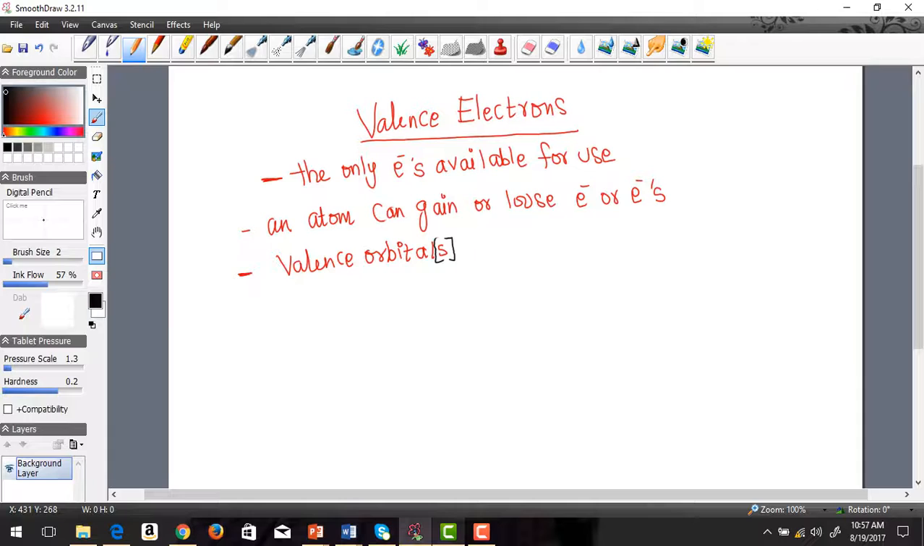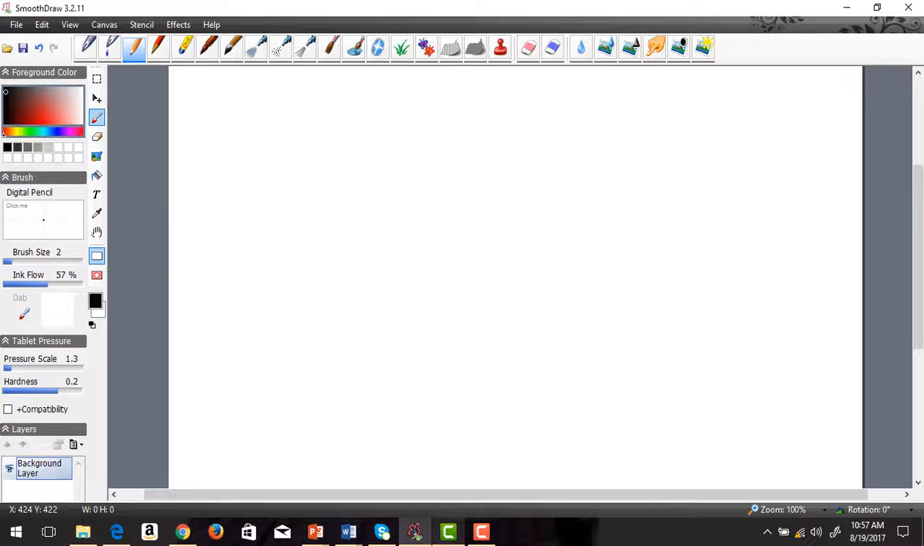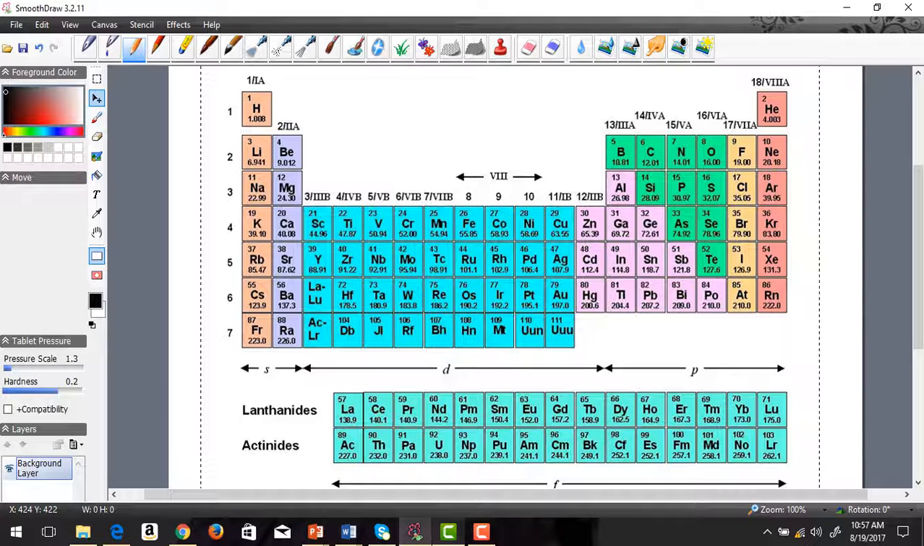All right. So valence electrons are the only electrons that are available for use. That is, I'm going to go back and write it in brackets here: gain or lose. That's the purpose of use. When I refer to use, that's what I'm really referring to: an atom can gain or lose electrons. Now I'm going to bring back the periodic table before we continue our discussion. So let me delete these and bring back my periodic table.